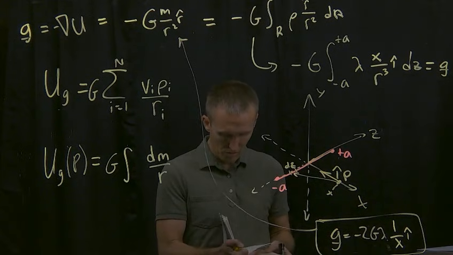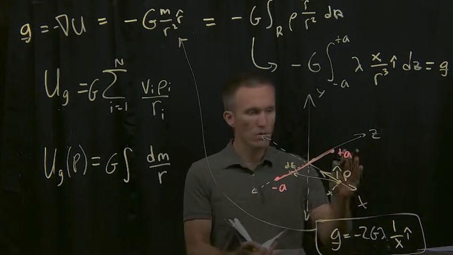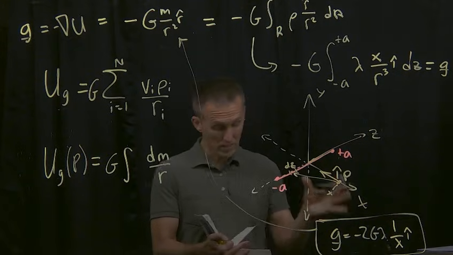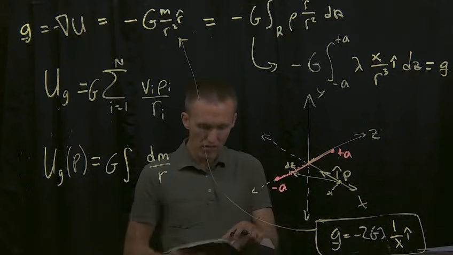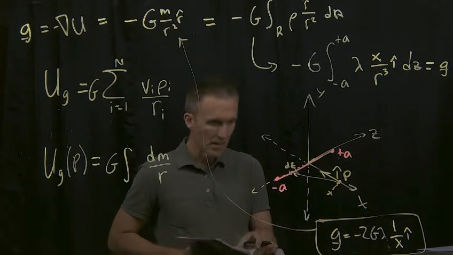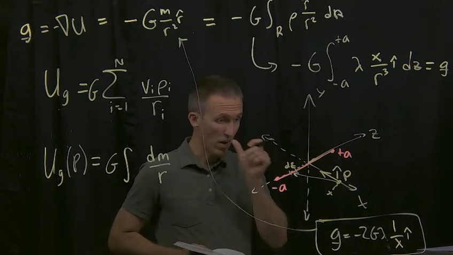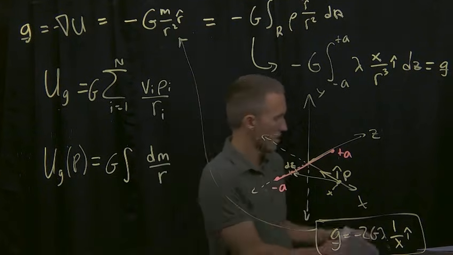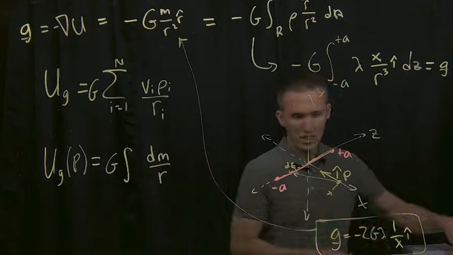Okay, so good. That's our gravity field at a point basically in 2D space, for an infinite wire. Now, I'm sorry, the gravity field from an infinite wire. Now, I haven't talked about potential yet.